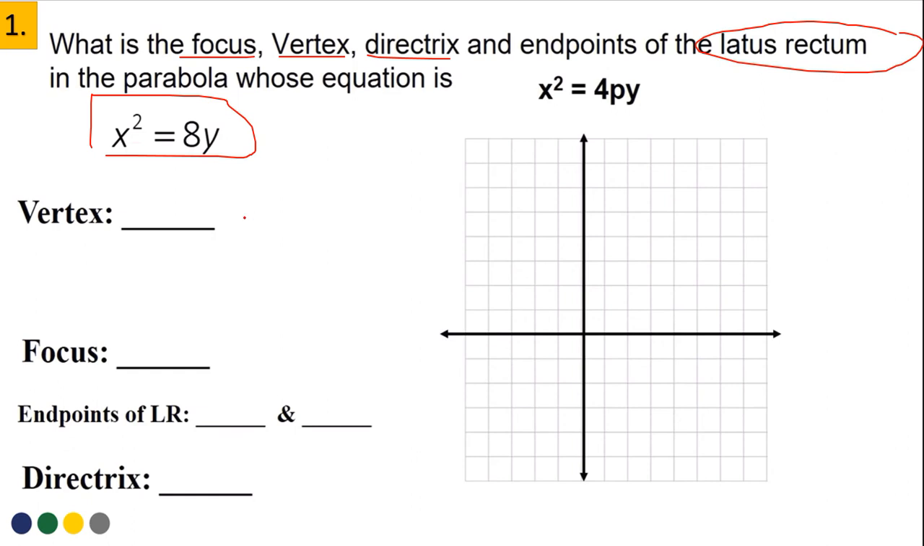How to find the value of vertex? So as you can see, x squared is equal to 8y. We don't have the value of h, k here. That's why it's like in a circle. If we don't have the value of h, k, what is the vertex, guys? Kung wala tayong value ng h, k, ano yung agad-agad na vertex natin? Answer?